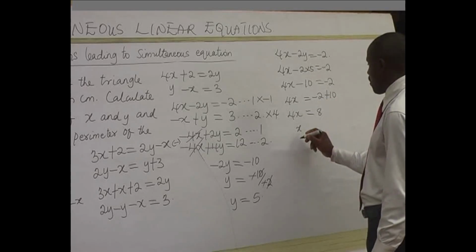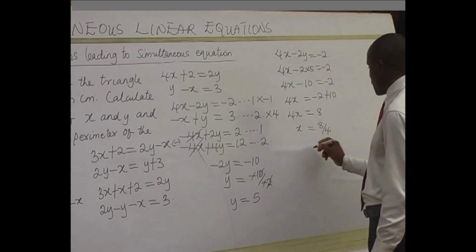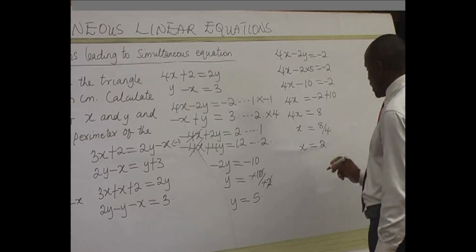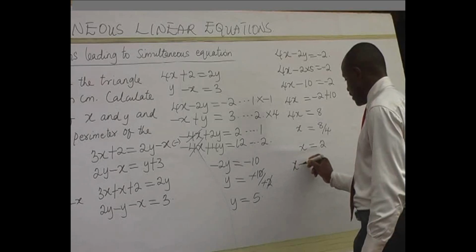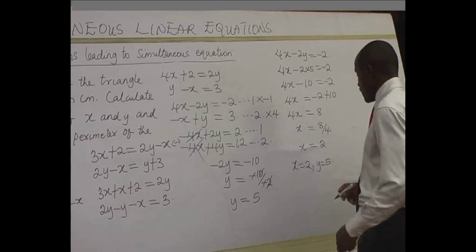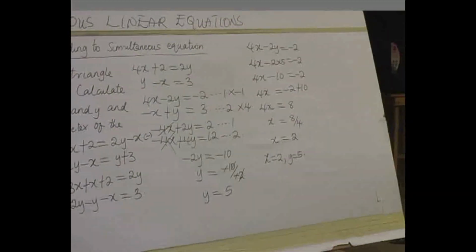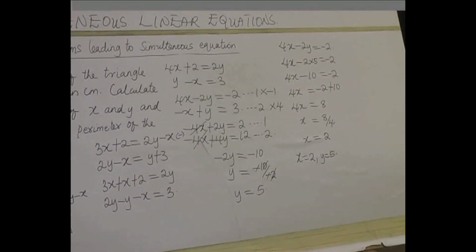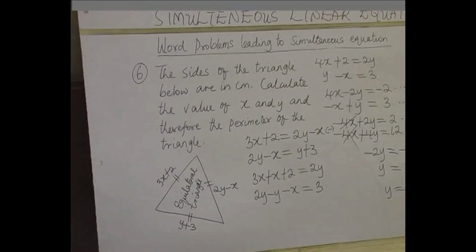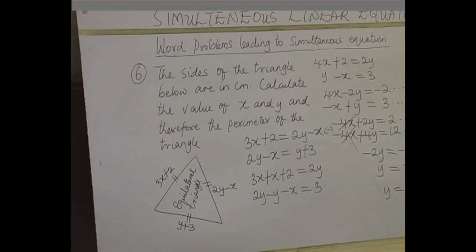If you divide both sides by 4, you'll be left with only x on the left hand side, and the right hand side you have 8 divided by 4. x is going to be, if you use 4 to divide 8, you have 2. That means the value of x is equal to 2, while the value of y is equal to 5. Now we are going to substitute x is equal to 2 and y is equal to 5 in the values we have on the 3 sides of the triangle, so as to find the perimeter thereof.